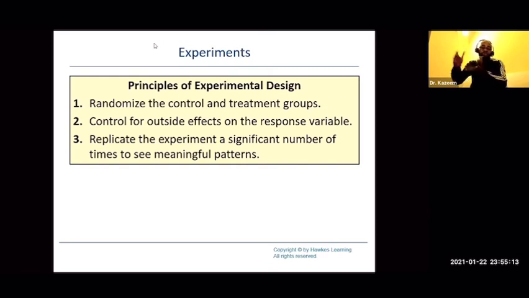When you use more than one person, of course, that will enable you to account for experimental error. And that was why I said replicate the experiment a significant number of times to see meaningful patterns. You actually want to see whether the performance of the vaccine on whites is the same as on people of color, stuff like that.